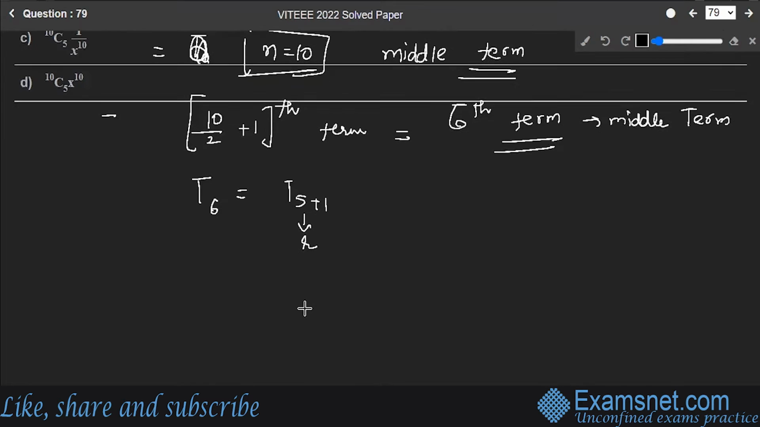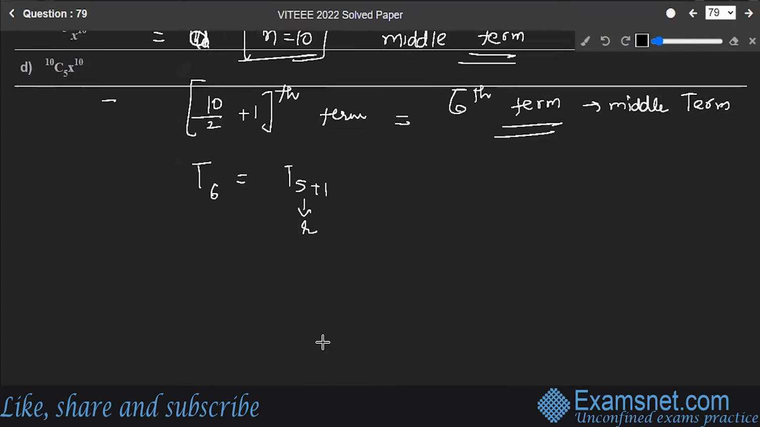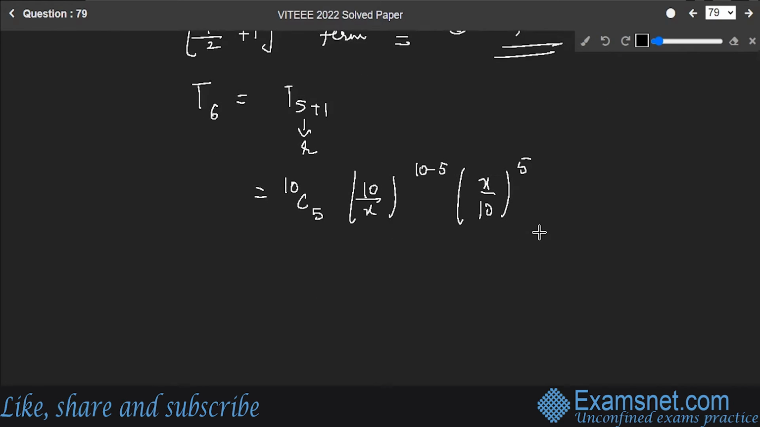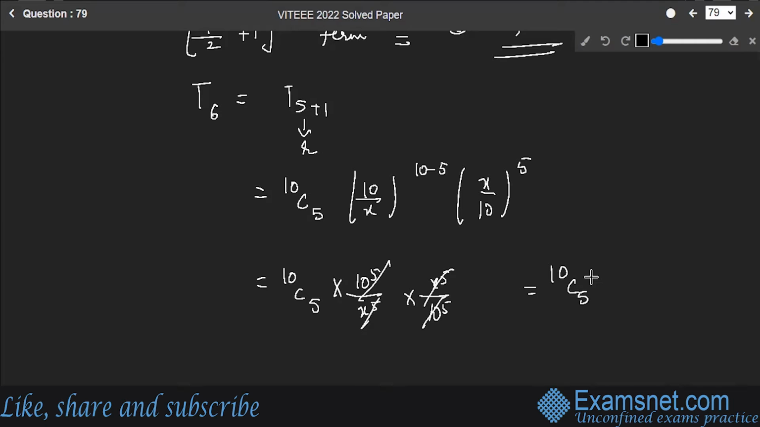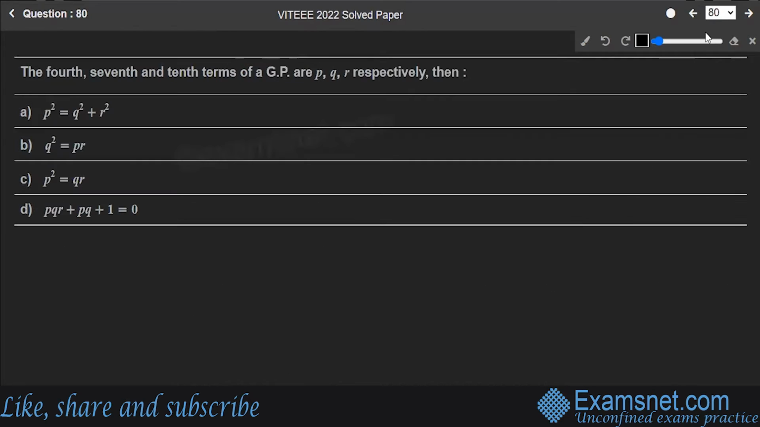Now this will be given by the formula we have already discussed, the general term. So over here, this is 10C5 multiplied by (10/x) raised to the power 10 minus 5, and (x/10) raised to the power 5. So that is equal to 10C5 into 10 raised to power 5, x raised to power 5, x raised to power 5, 10 raised to power 5. They will eventually cancel each other out and you have 10C5 as the answer to the question. Let's check with the options. 10C5 is option A. Hope you understood. Next, question number 80.